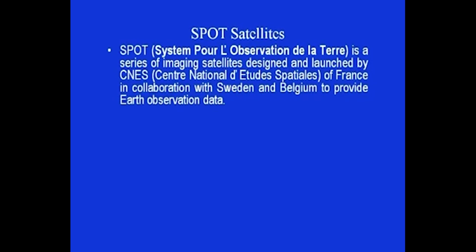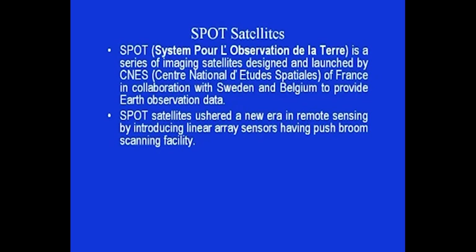Now we come to the next satellite system, which is the SPOT satellite launched by the French. SPOT is the acronym of Système Pour l'Observation de la Terre, a series of imaging satellites designed and launched by CNES, that is Centre National d'Etudes Spatiales of France, in collaboration with Sweden and Belgium to provide Earth observation data. SPOT satellites ushered in a new era in remote sensing by introducing linear array sensors having push broom scanning facility.